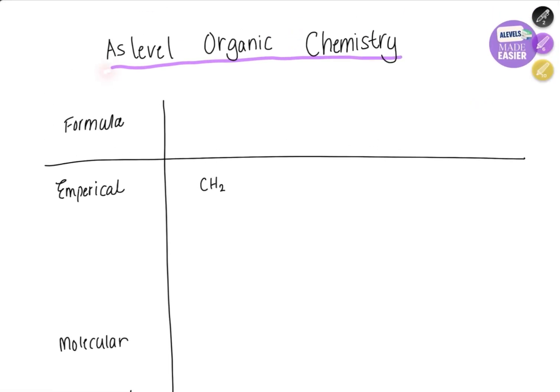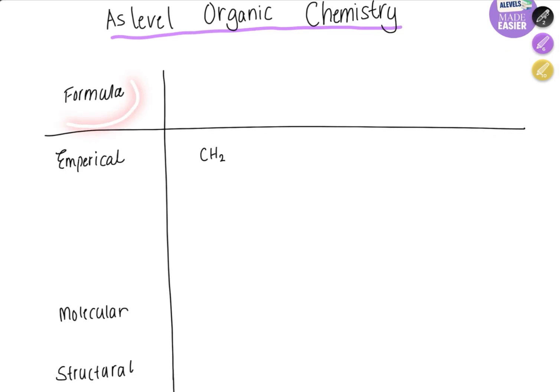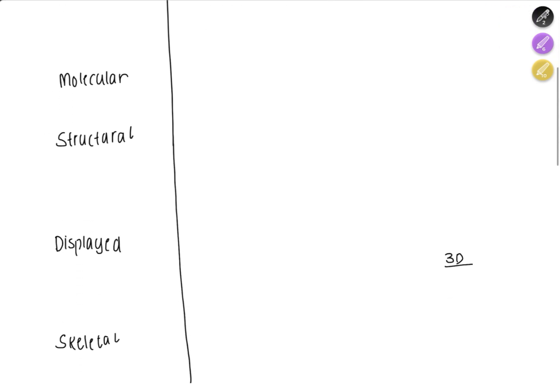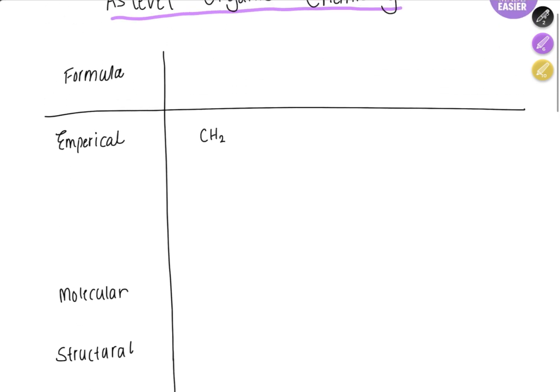Welcome to AS Level Organic Chemistry Series Part 1. Now in this, we'll start by discussing different types of formulas you may have for your organic chemistry compounds. You might already be familiar with some of them from your studies in IGCSE organic chemistry, right? So we'll start with empirical formula.